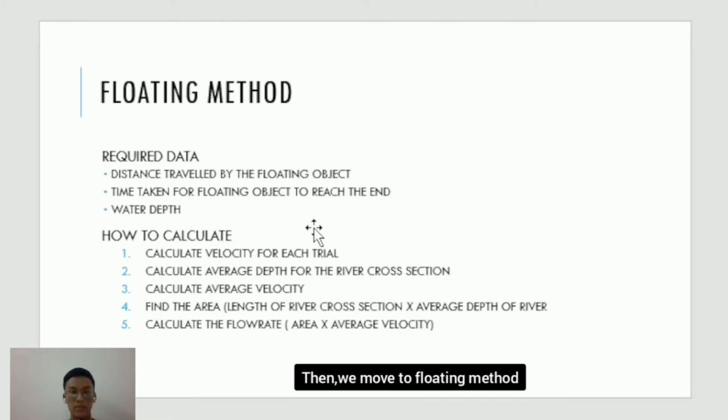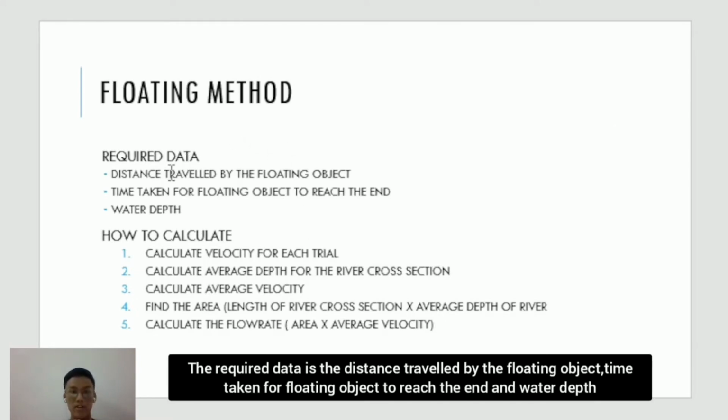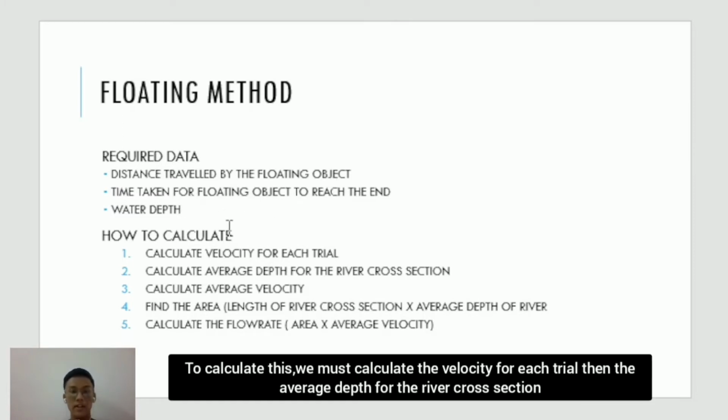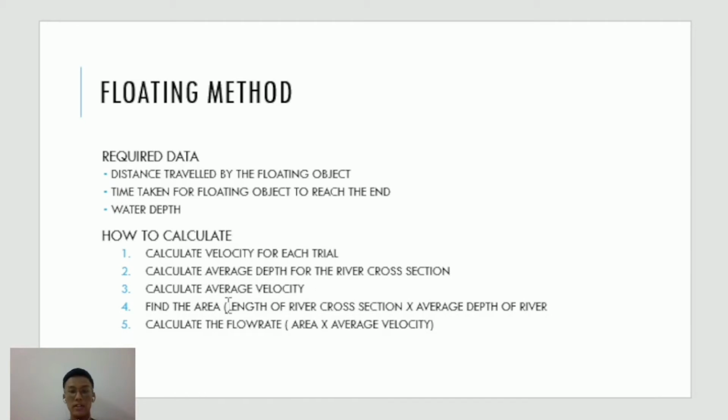Then we move to floating method. The required data is distance traveled by the floating object, the time taken for the floating object to reach the end, and the water depth. To calculate this, we must calculate the velocity for each trial, then the average depth for the river cross section, then average velocity.